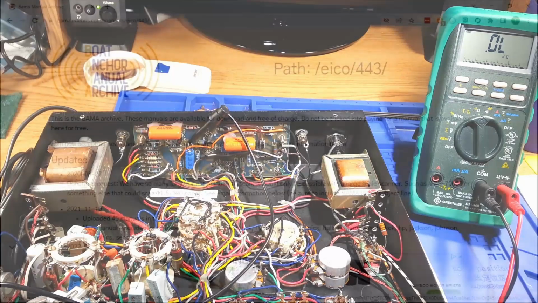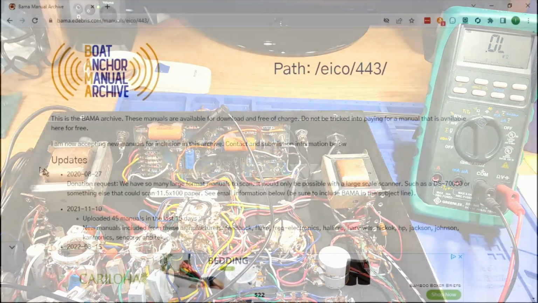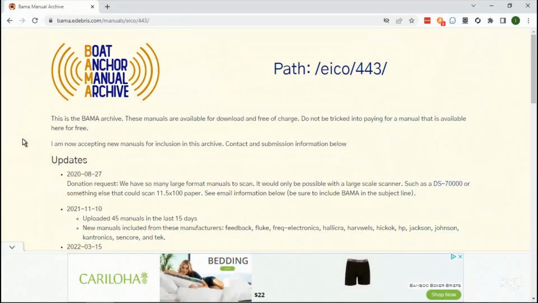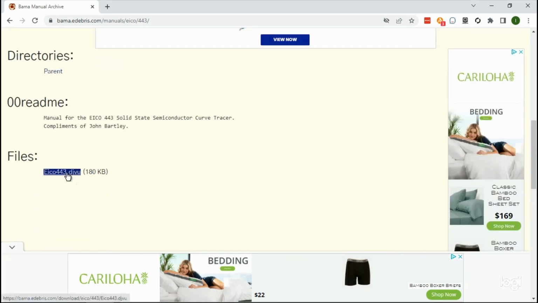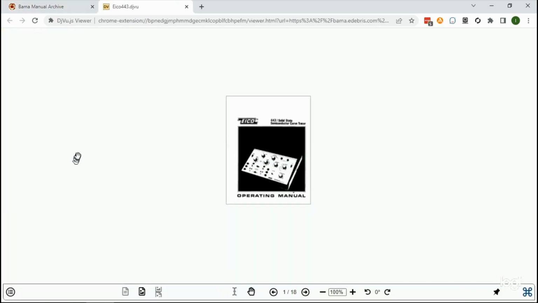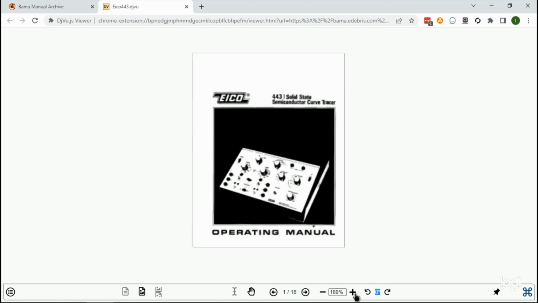What I have done is, outside of the schematics that I personally manipulated, I went back to, or I downloaded them from, the Boat Anchor Manual Archive, the bama.edebris.com, which has a lot of information for a lot of devices on here. And in this case, this file is available as a DjVu, very compressed file format. And I have a reader for those installed into Chrome, so I can download and look at those without any trouble.